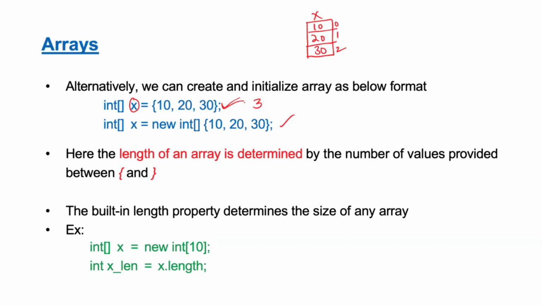One point you need to note here is that the length of the array is determined by the number of values that you are going to store. In this case, how many values are you storing? 3 values are being stored, so the size of the array will be 3 here.